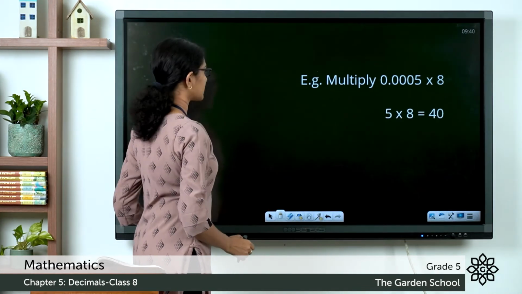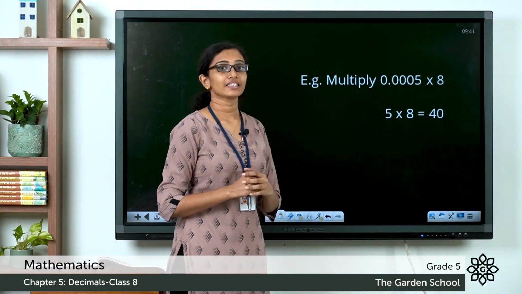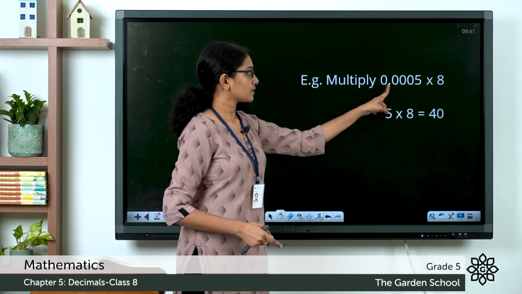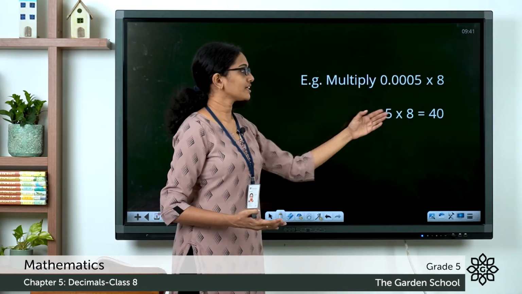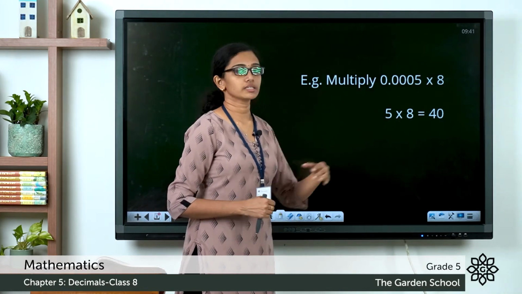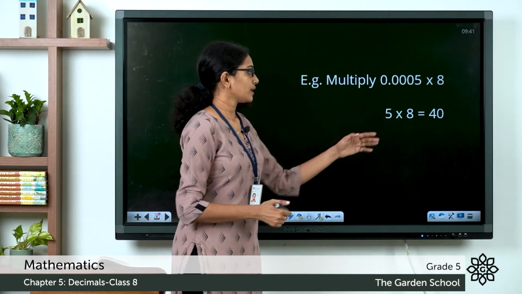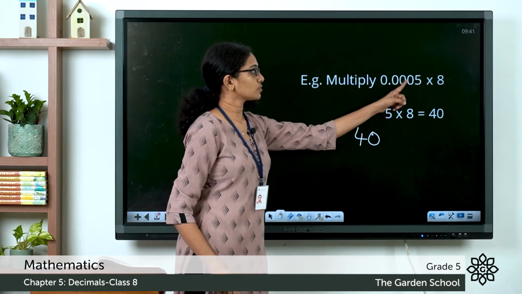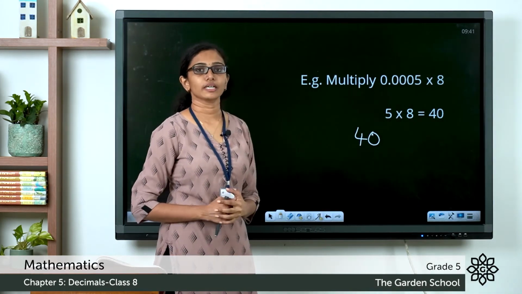And where do we place the decimal point? See, in the given decimal number, there are 4 digits after the decimal point. After the decimal point, 1, 2, 3, 4. But when you do 5 times 8, you have only 2 digits. Now how are we going to balance this? We have the number 40 here. We have to count 1, 2, 3, 4. 4 places from the right to the left to put the decimal point.